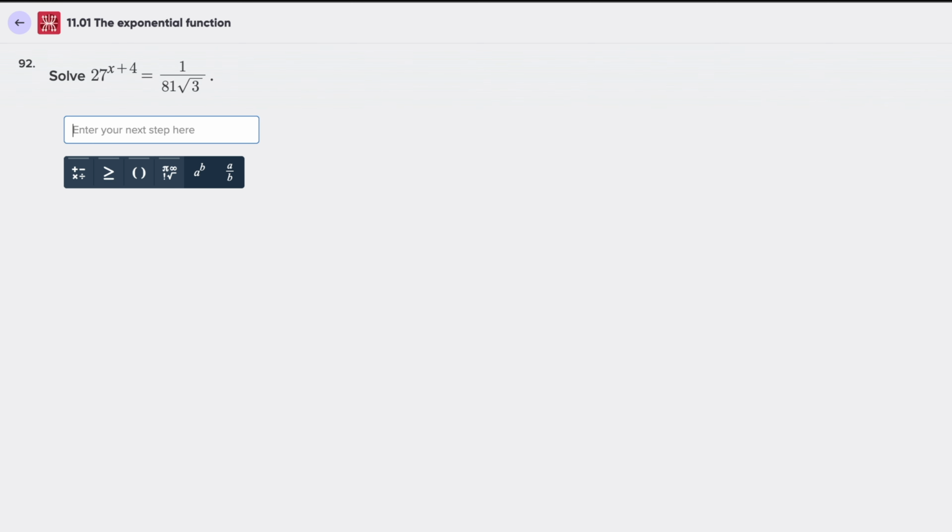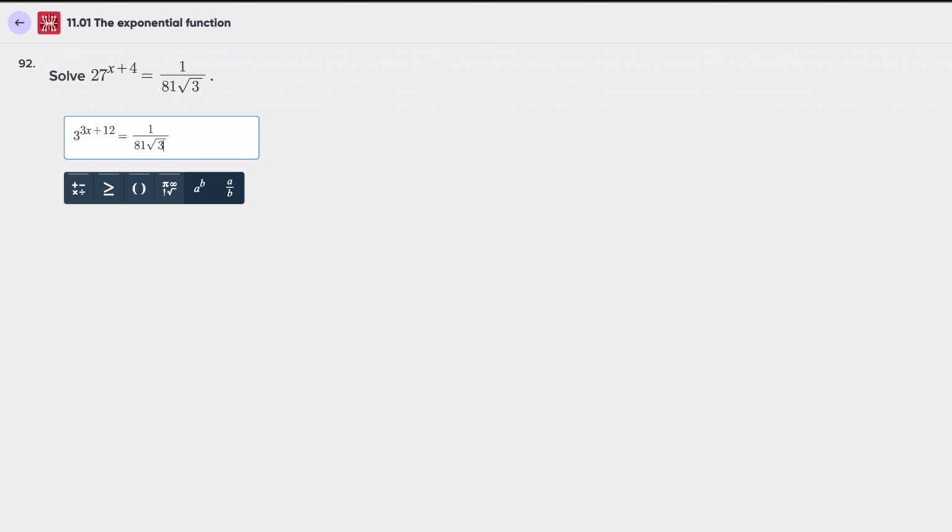So we've got 27 to the power of x plus 4 equals 1 over 81 times the square root of 3. So 27 we can rewrite as 3 cubed. 3 times x plus 4 is 3x plus 12. And we've got that equal to 1 over 81 times the square root of 3. 81 can be rewritten as 3 to the power of 4. And the square root of 3 can be rewritten as 3 to the power of 1 over 2.